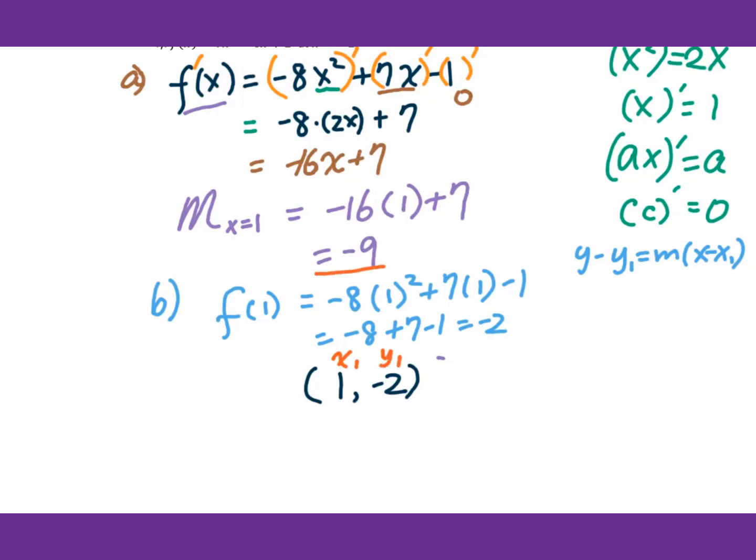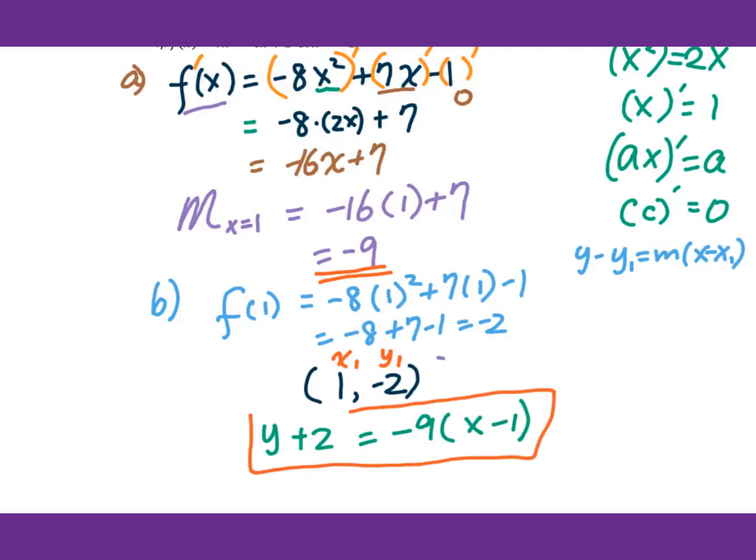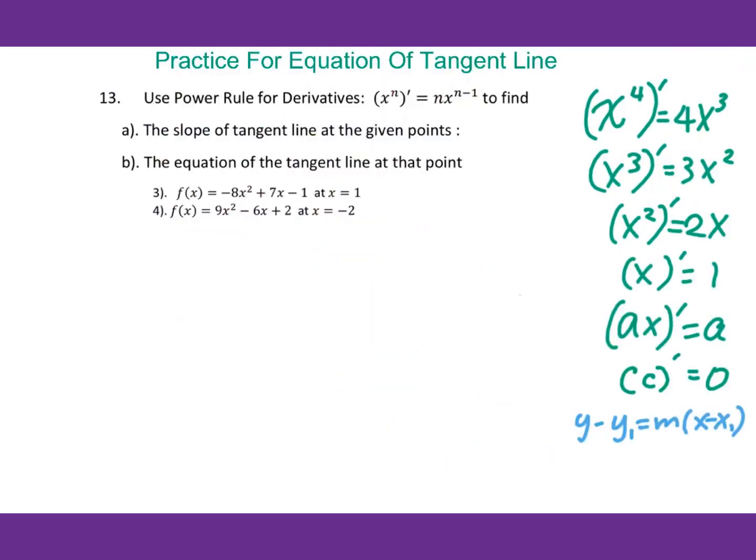Therefore, (1, negative 2) will be x1, y1. And we got the slope. That is a negative 9. Therefore, we can write down the equation of a tangent line. That is y plus 2 equals negative 9 times (x minus 1). This will be the equation of a tangent line at x equals 1. Now let's go to number 4. Still, we need to get the derivative. Derivative of f of x, that's we got like this.